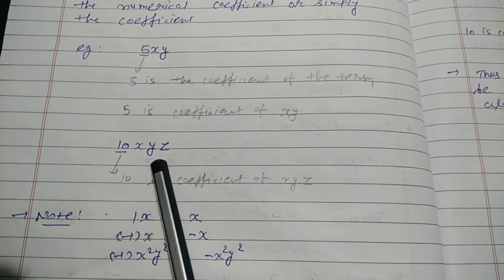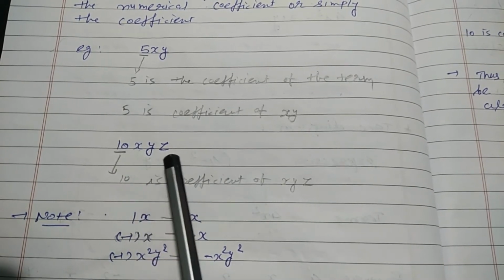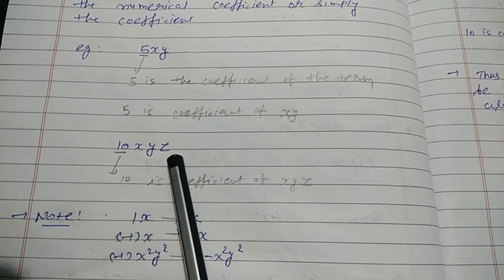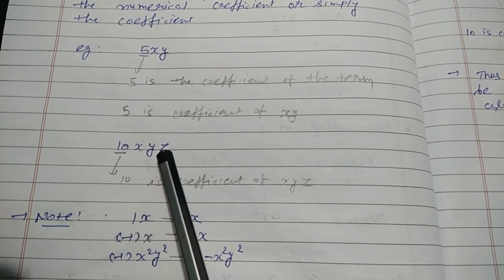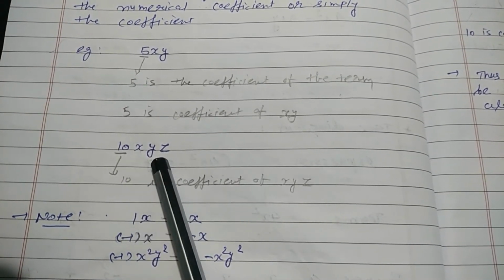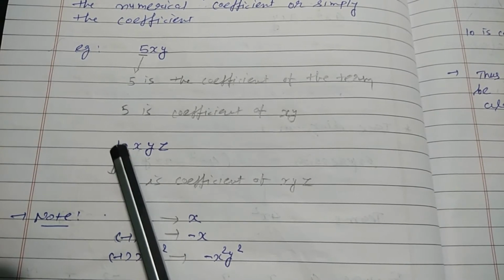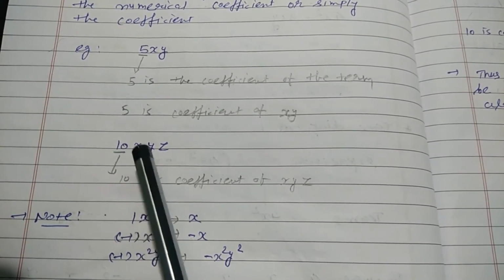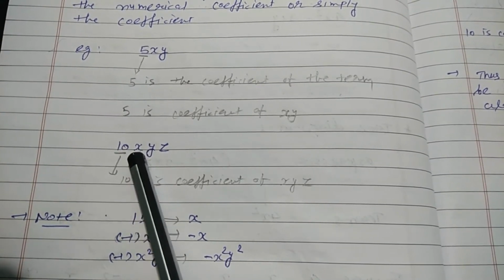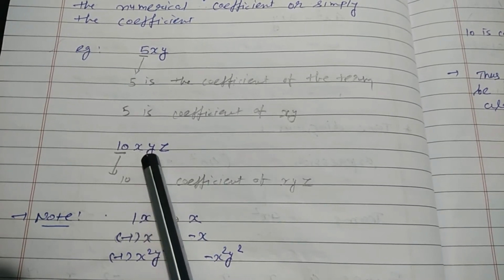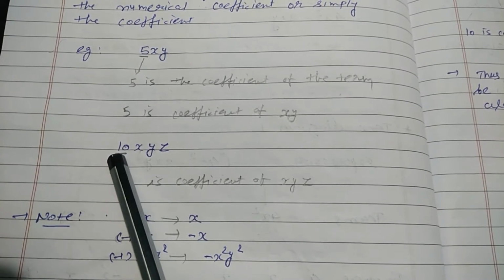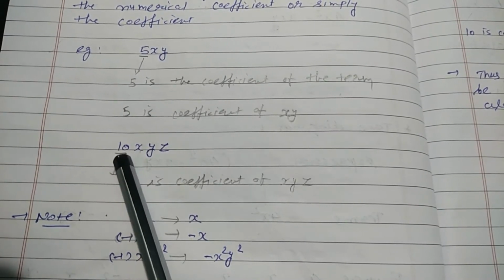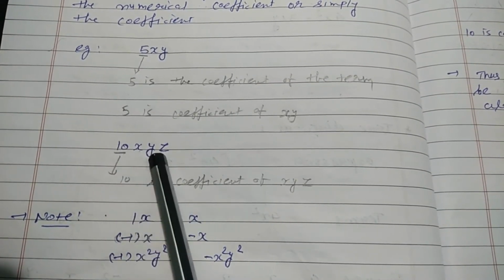Similarly, in another example, 10xyz. This is one expression. In this expression, this term is formed with the product of constant 10 and variables x, y and z. Here we can clearly see that 10 is the numerical factor. So that's why this 10 is called the coefficient of xyz.